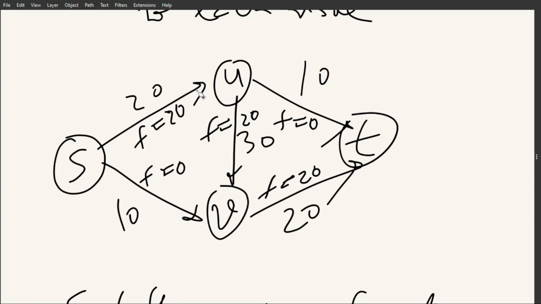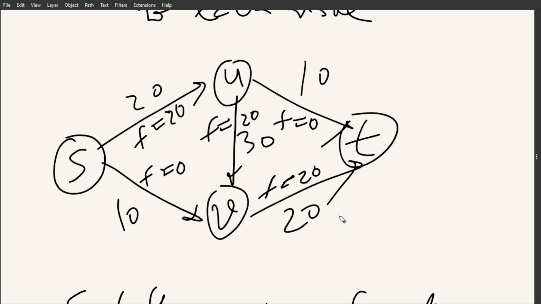So now we should verify the two conditions. First, capacity condition. You can easily see flow is 20, capacity is 20. Here flow is 0, capacity is 10. Flow is 20, capacity is 30. Flow is 0, capacity is 10. Flow is 20, capacity is 20. So capacity conditions are satisfied.